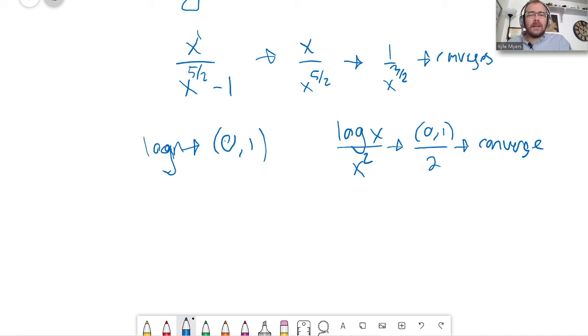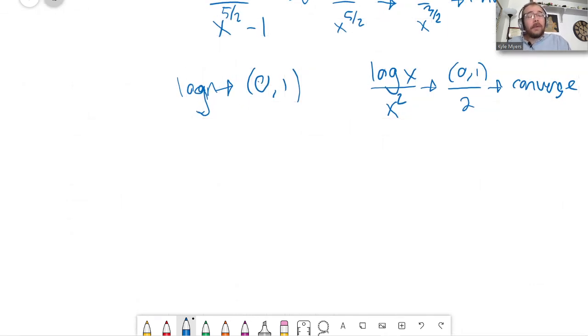Logs, you can kind of ascribe a number for a power that's between 0 and 1, not including 1, though. So 2 has to be more than 1 bigger than the top, because the top cannot be equal to 1. If it was equal to 1, it would be exactly 1 away. It's not, so that would converge.